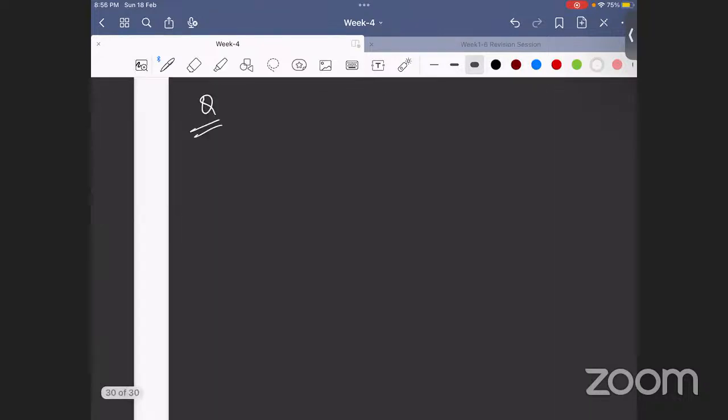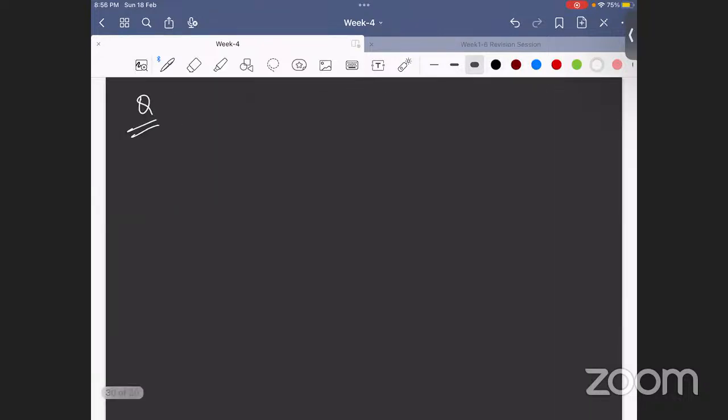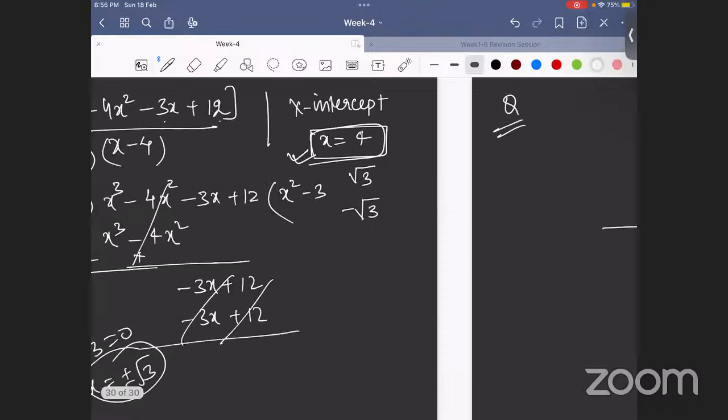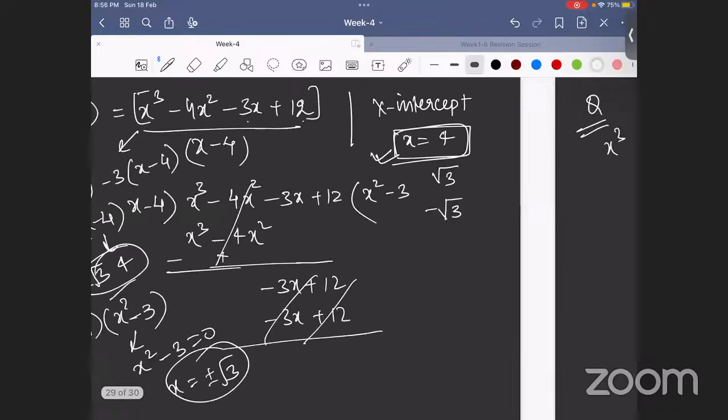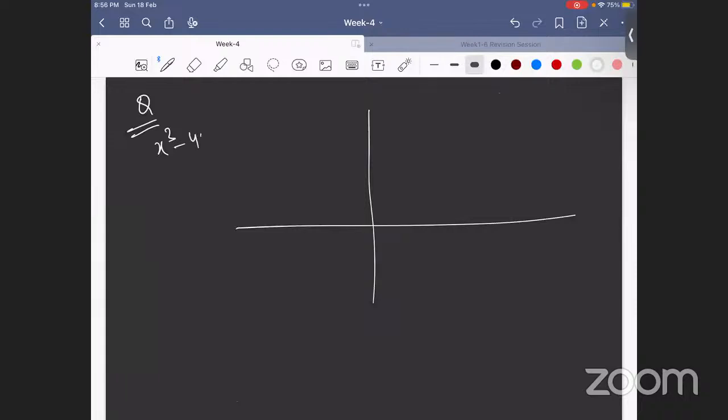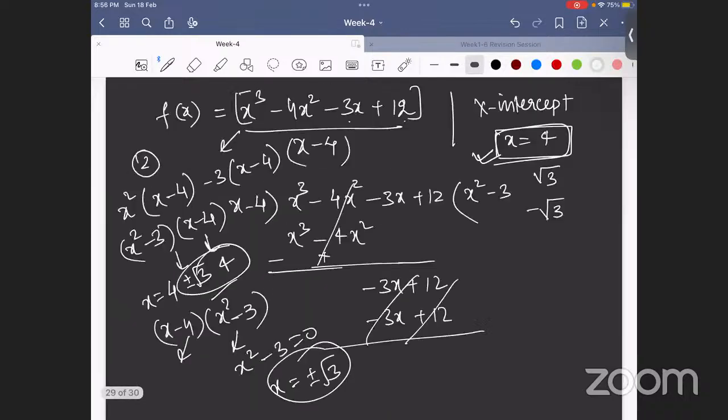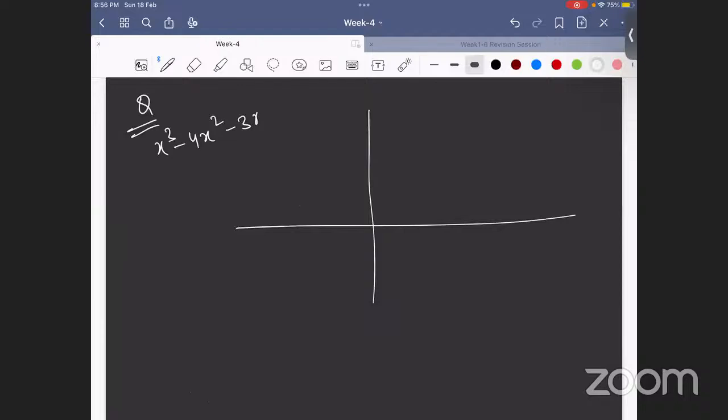And if you have to plot this, how will you plot? So what was the question? x cube minus 4x square minus 3x plus 12. Now, what were the x-intercepts that we got? Plus minus root 3 and 4, right? How can I plot this? Can somebody help me in plotting this polynomial? How should I start?